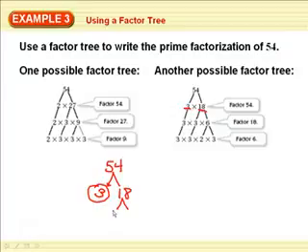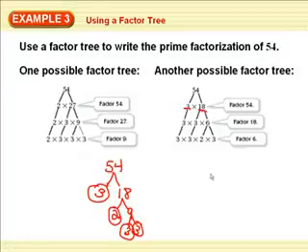18, they did 3 times 6, you could do 2 times 9, that still makes 18. Circle it. 9 then would be 3 times 3. And if you remember, that's exactly what I had before, three 3s and one 2. Okay, both trees give the same result.